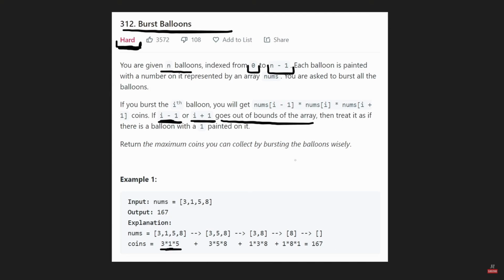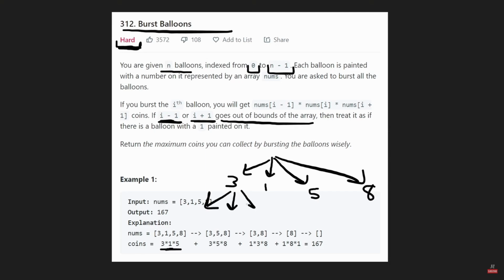Even if you can't get the dynamic programming solution, at the very least we know there's a brute force approach. We could choose to pop 3 first, or 1 first, or 5, or 8, and then continue down this decision tree. That's the brute force, something like a backtracking approach. In that case we have roughly n choices at each layer, and the height of the tree is n, so the time complexity is something like n to the power of n. That's not super efficient, and we actually can do better, but it's not easy to arrive at that solution.